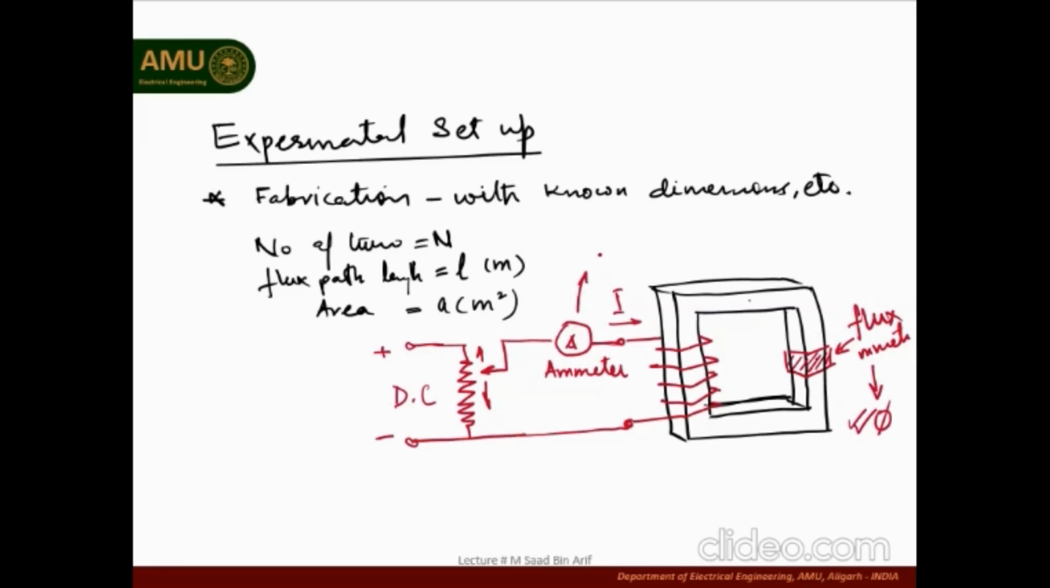Okay. We already know the mean path length. We know the cross sectional area. So this is the basic experimental setup. It is very clear, very basic.